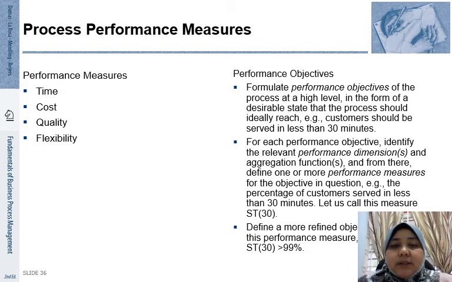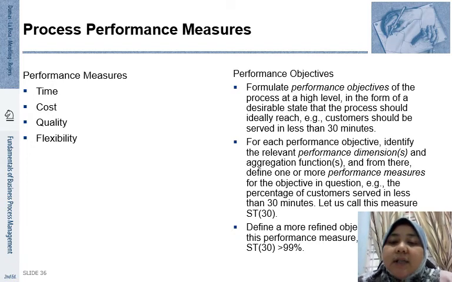So the next after selection criteria, we have process performance measure. So performance measure kita ada 4 measures: time, cost, quality and flexibility. So the objective ialah formulate performance objectives of the process at high level in a form of a desirable state. Contohnya dia mesti kena ada definite target, like customer should be served in less than 30 minutes.